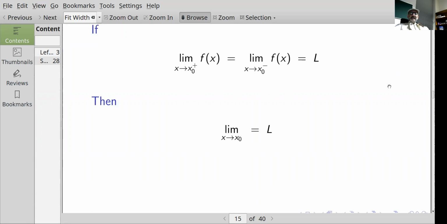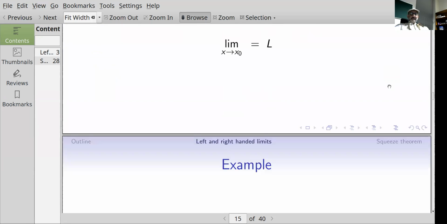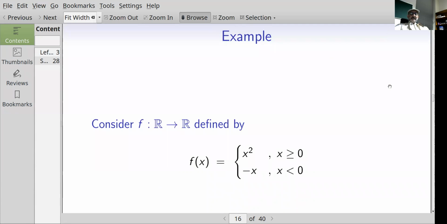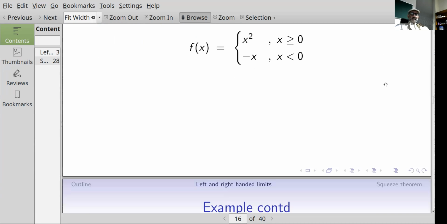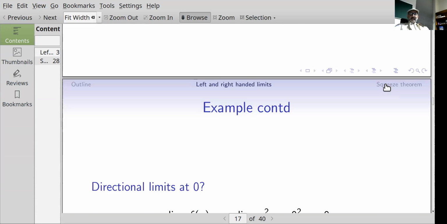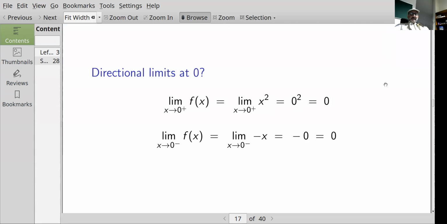There's a misprint there. That should be the limit as x goes to x naught of f of x is equal to L. Okay, so for example, consider f maps reals to reals defined by f of x equals x squared for x non-negative, and it's equal to minus x for x negative. Okay, we want to consider the limit at x equals 0.